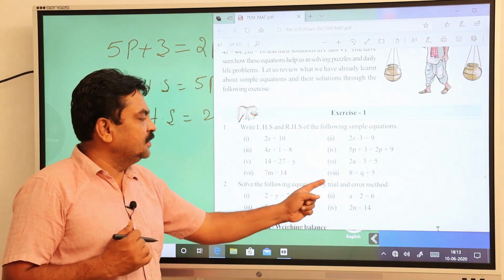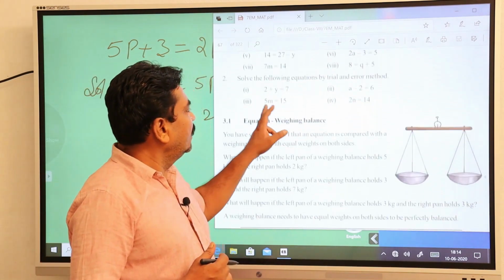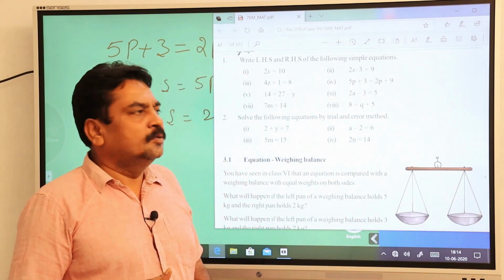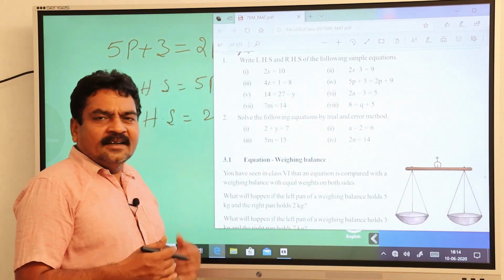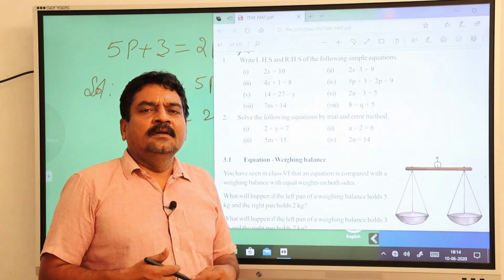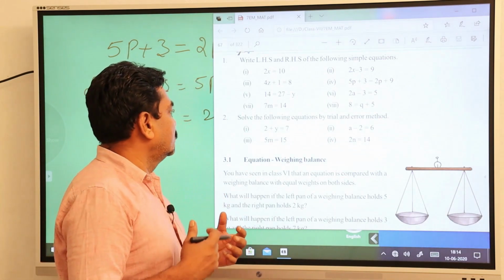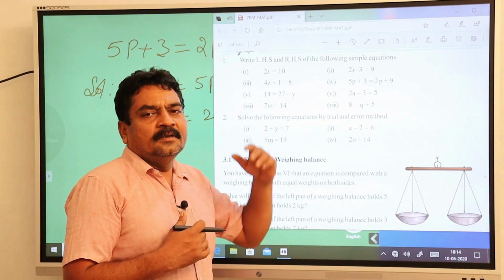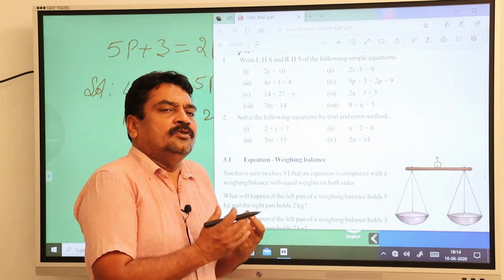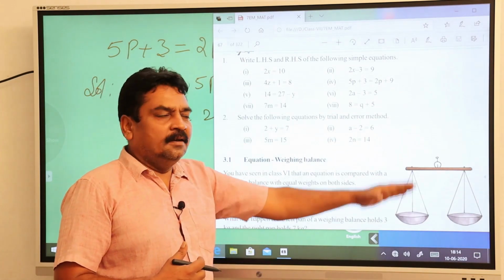Solve the following equations by trial and error method. We'll do one or two problems. Remaining you people do it. Trial and error method, already we have learned in our concept, that you have to take the values of variables and try to get your RHS. LHS value should always equal RHS by using trial and error method.